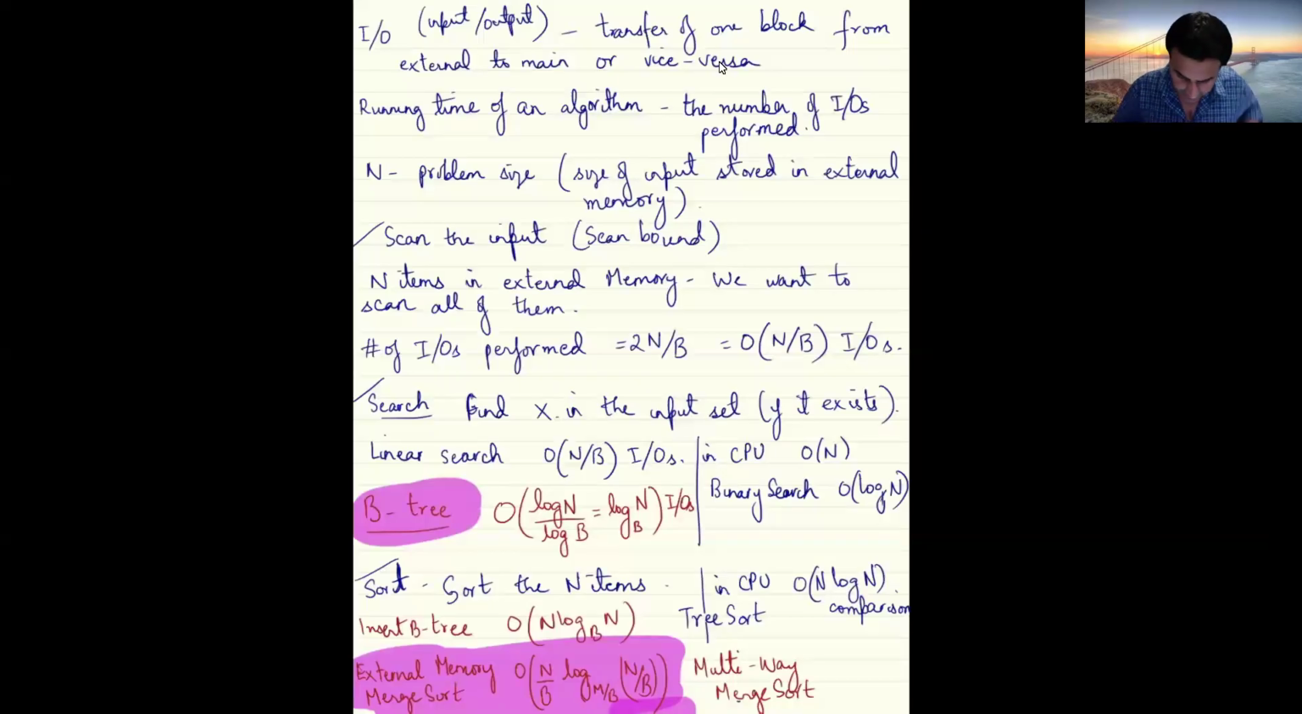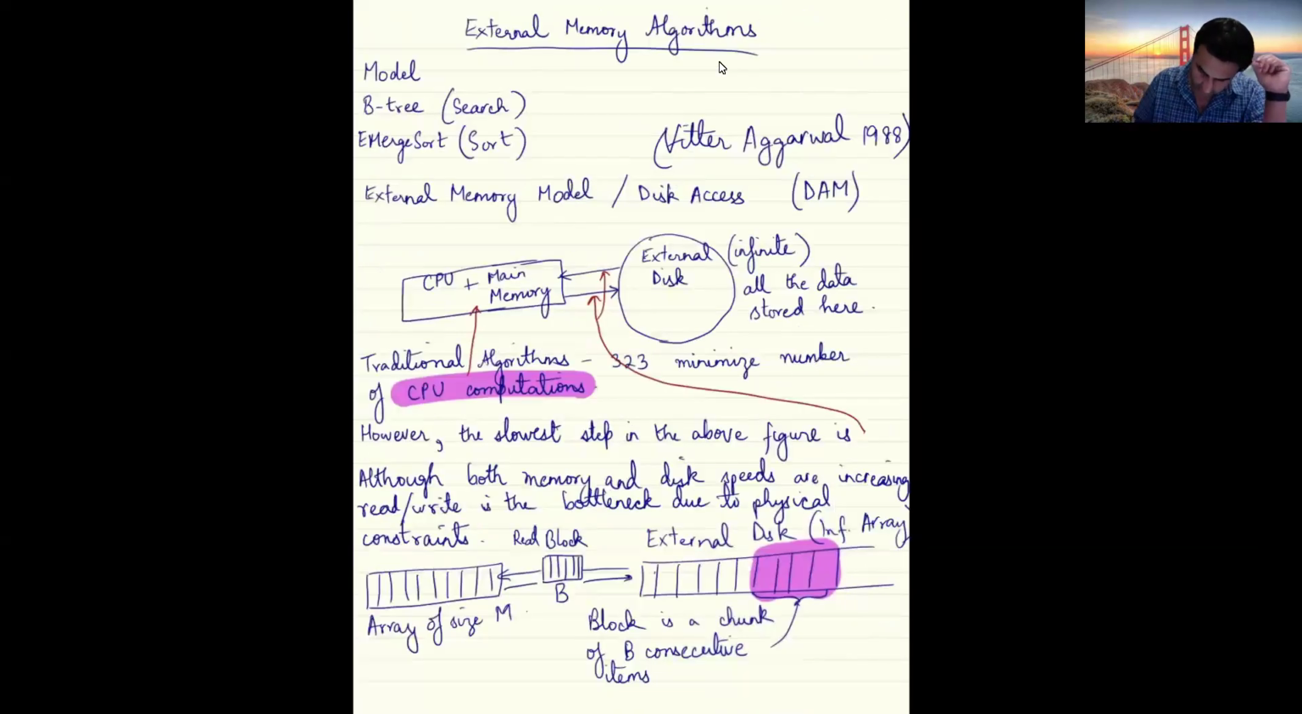Okay, so algorithms for big data, we continue our discussion in the external memory model. So hopefully you guys remember what the external memory model was. You have an external disk, which is infinite. All the data is stored here. And you have this main memory, the CPU.